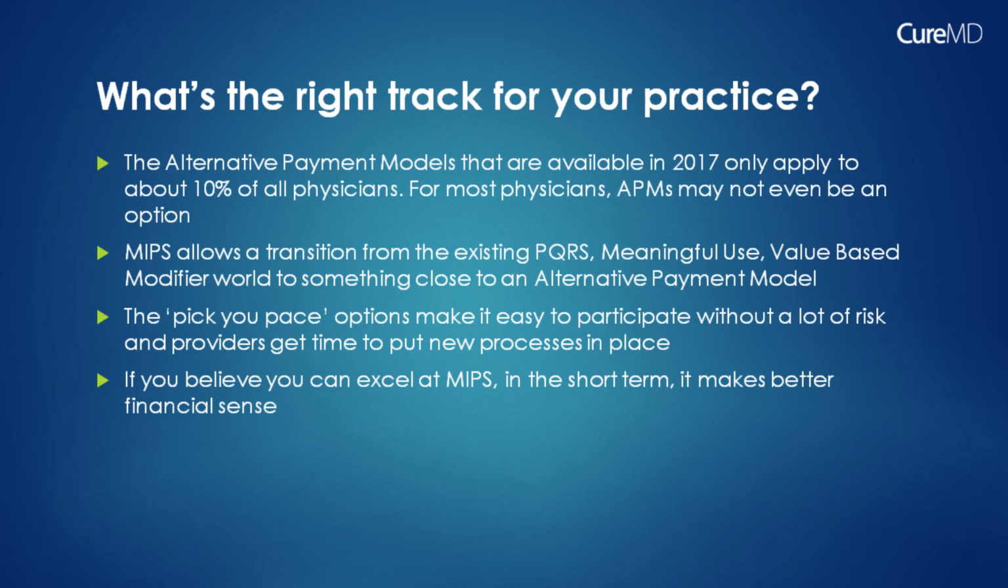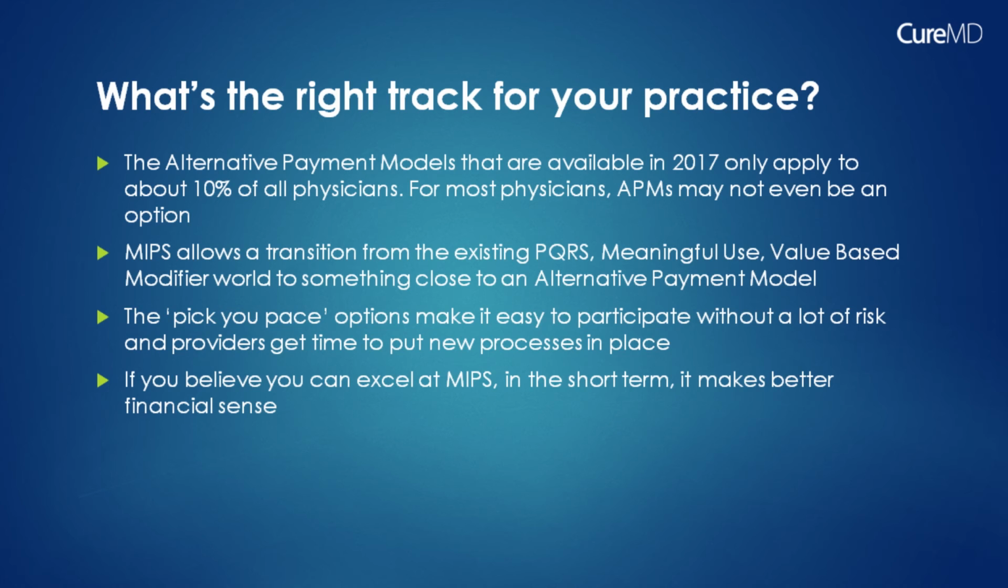So you could spend a year or a couple of years working through MIPS and converting your practice from one that's used to working on the fee-for-service model to a practice that can take on some risk and can take on that added benefit of being part of an alternative payment model. The Pick Your Pace option makes it very easy to participate in MIPS without risk next year. So you get an entire year where you can go in and put in processes and judge how well they work out, and you can make changes.